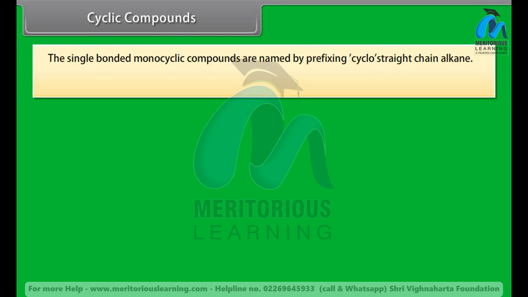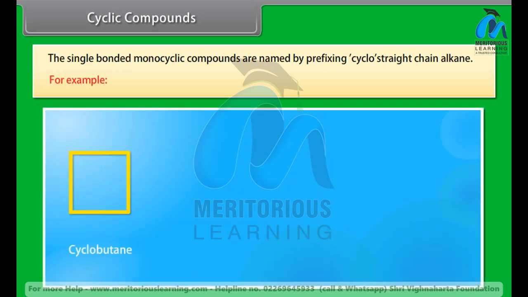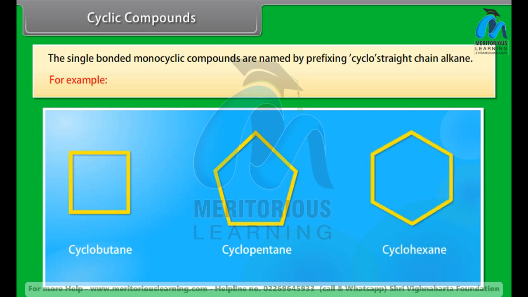Cyclic compounds. The single-bonded monocyclic compounds are named by prefixing cyclo- to the straight chain alkane. For example, cyclobutane, cyclopentane, cyclohexane.